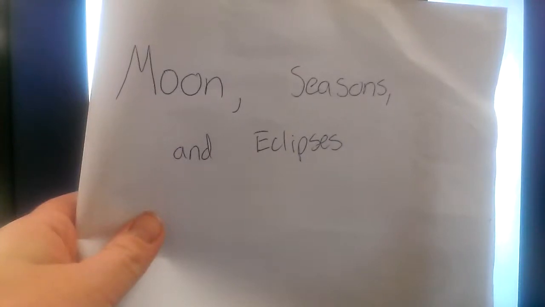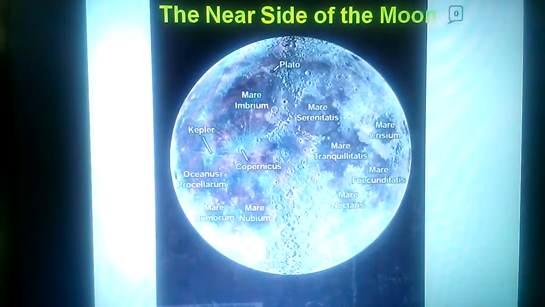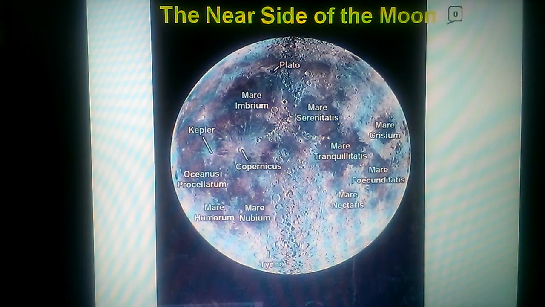Alright, today we're going to talk about the moon, seasons, and eclipses. So let's start with the moon. This is the near side of the moon. We know the most about it. We've been studying it for the longest amount of time.